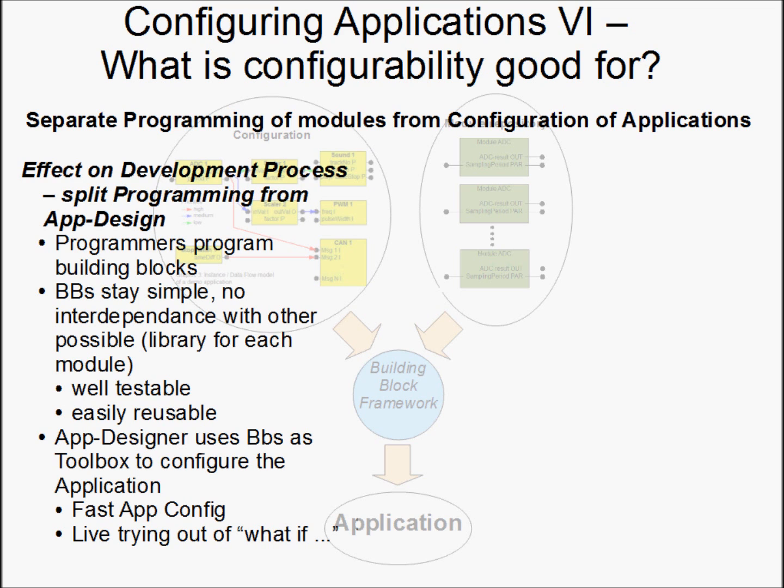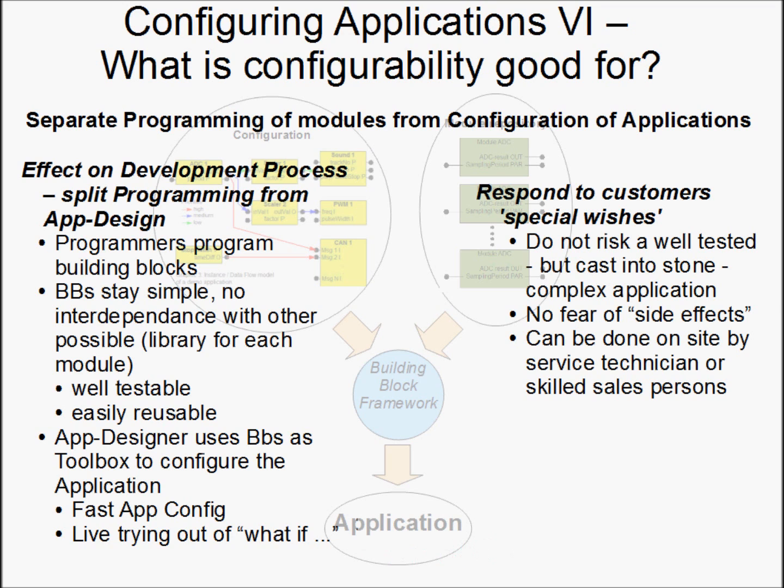What impact can this have on the application development process? Firstly, I separate programming of building blocks from configuring of applications. Building blocks are isolated and can be stress tested easily. Reuse of building blocks across applications is very easy too. Application configuration can be tried out. Programming of building blocks and application configuration can be done by separate groups of people.